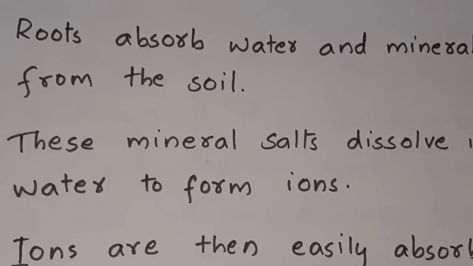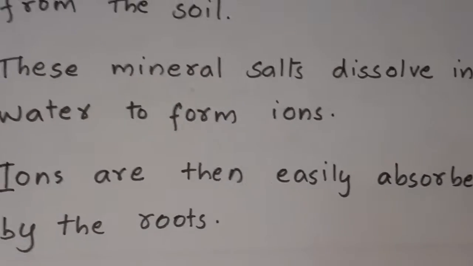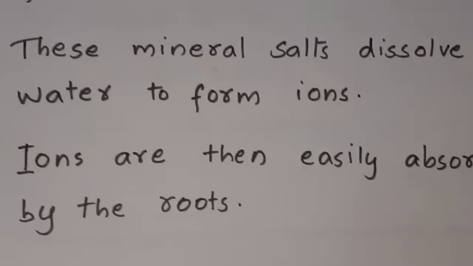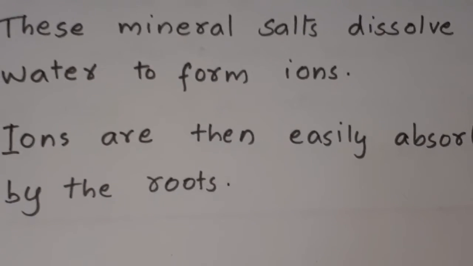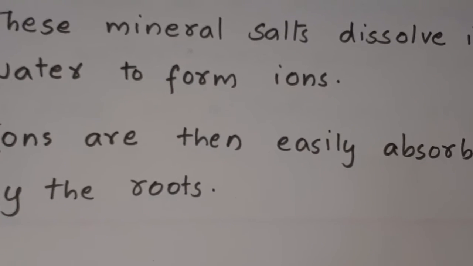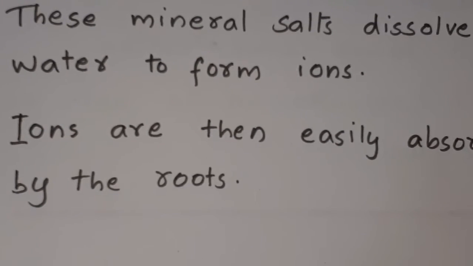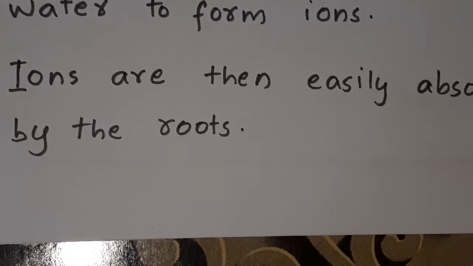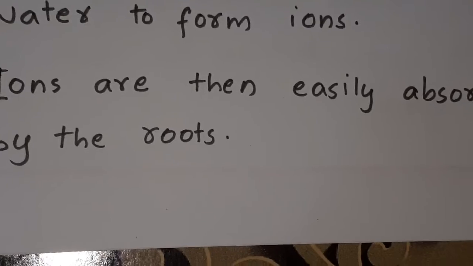These mineral salts dissolve in water to form ions. The minerals present in the soil will get dissolved in water. Then after dissolving, they will form ions. That's why we are watering. After putting fertilizer, manures, whatever things, we are watering also. This is the importance of watering. The mineral salts will get dissolved in water to form ions. Then these ions are easily absorbed by the roots. This ion form of minerals will get easily absorbed by the roots.